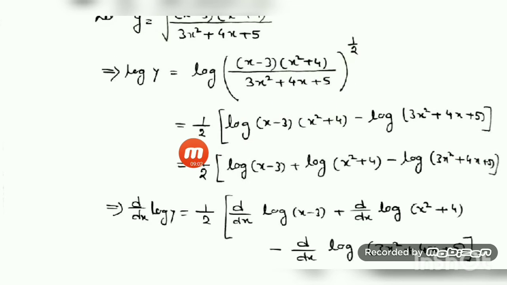Power will come as a product. Log of this division term. And log of a division can be written using the log of m by n formula. What is log of m by n? Log m minus log n. Division will convert to difference. So log of the above expression minus log of the denominator. After that, half you keep as it is.